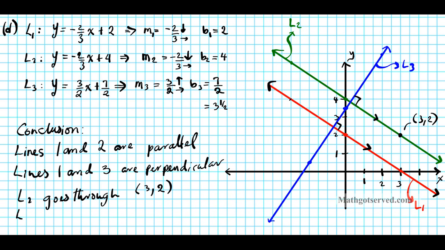And another requirement was for L3 to go through what? L3 was to go through negative 1, 2. Is that the case? Negative 1, and then up 1, 2. Bam. Perfect. L3 goes through the point negative 1, 2 also. Okay? So L3 goes through negative 1, 2. Since all this works, that clearly shows that our answer, our graph, is in fact correct. All right? So there you have it.